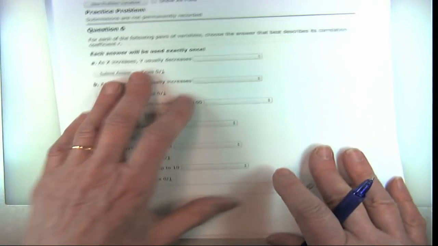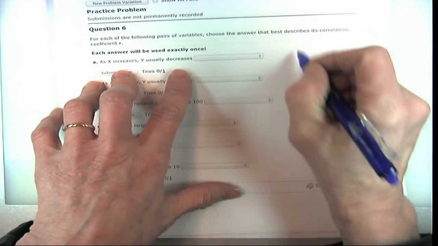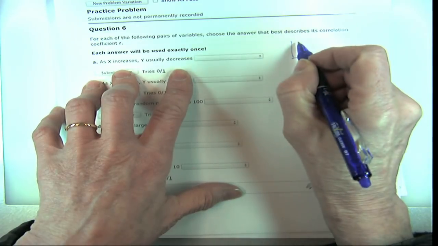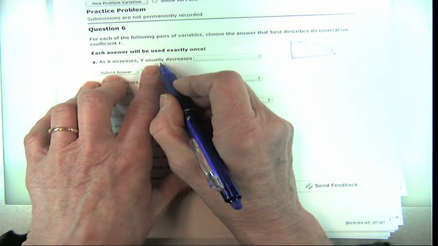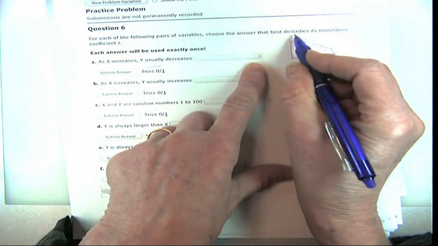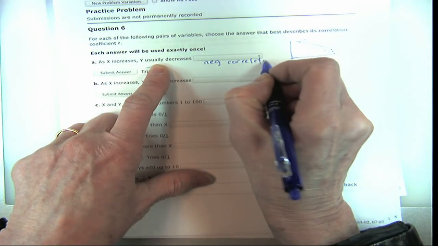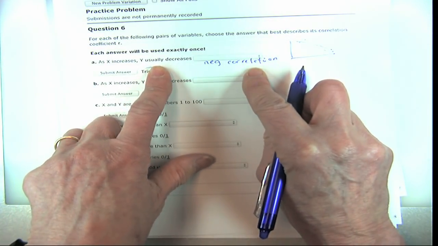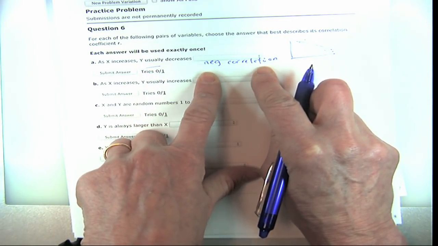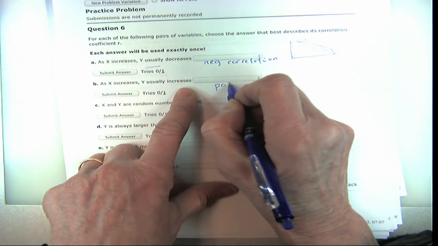Yes. Okay. As x increases, y usually decreases. So think of this, as x goes up, y goes down. So you're going to get a negative correlation, but it's usually decreases. Even if it was always decreases, you don't know how much it decreases by. So what were our options? Choose the closest answer, the best. So what's it going to be? You're going to have a negative correlation. It's going to be between 0 and negative, some negative correlation, but it's not perfect. Now, as x increases, so this would be the positive correlation, but not perfect.